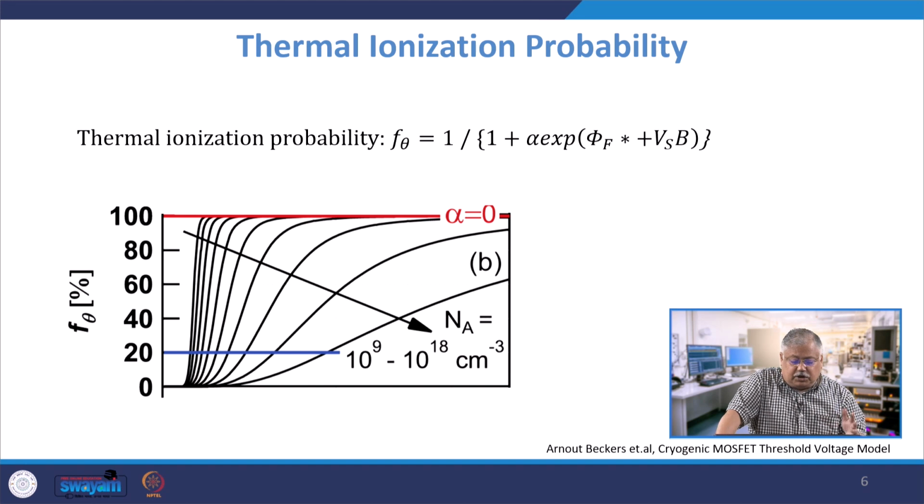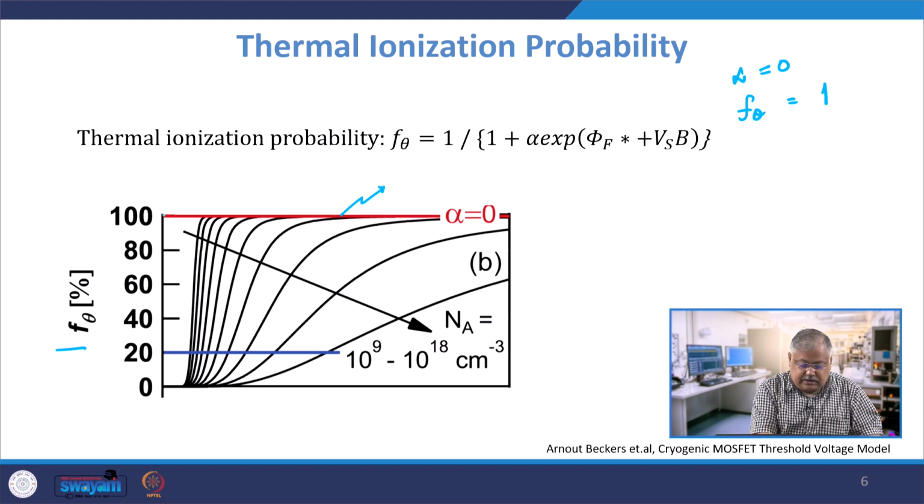Okay. Let us come to the thermal ionization probability. As I have already told you, f of theta is 1 over 1 plus alpha times exponential of V_SB plus phi F star. Phi F star, because of incomplete ionization, is the fresh value of the Fermi level. If you take alpha equals 0, the red colored curve here, then f of theta becomes equal to 1, and that is the reason you see that it is a perfectly straight line, which means I will always get 100% ionization. Do not worry about what alpha is, an empirical constant; at this time you will assume it.